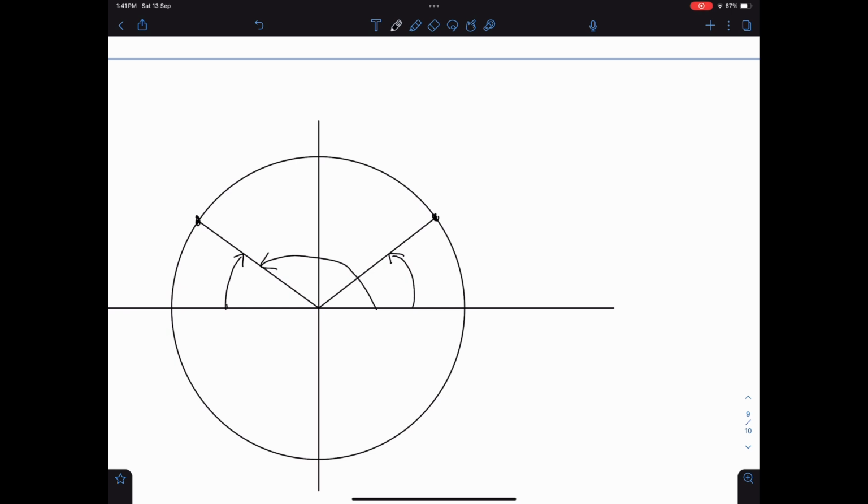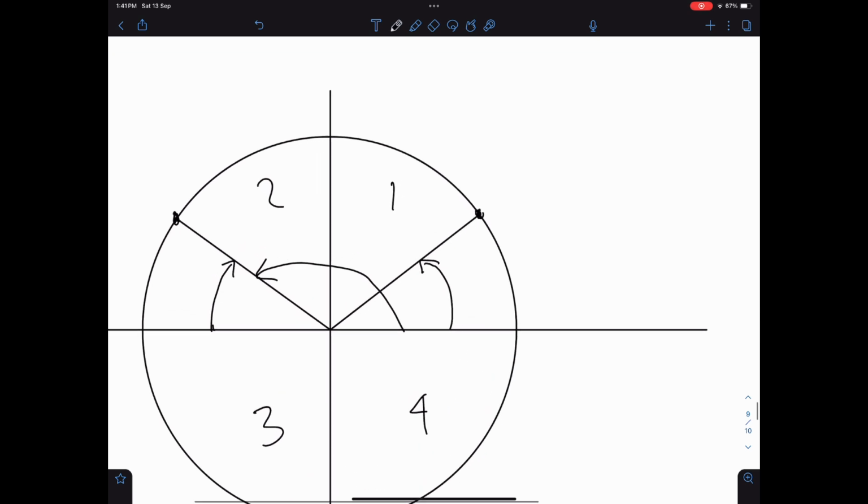Another thing that could distinguish an angle is the quadrant it is in. This is the first quadrant, this is the second quadrant, this is the third quadrant, this is the fourth quadrant. So if we said it has a basic angle of 30 degrees, but it's in the second quadrant, then we would know it would be this.